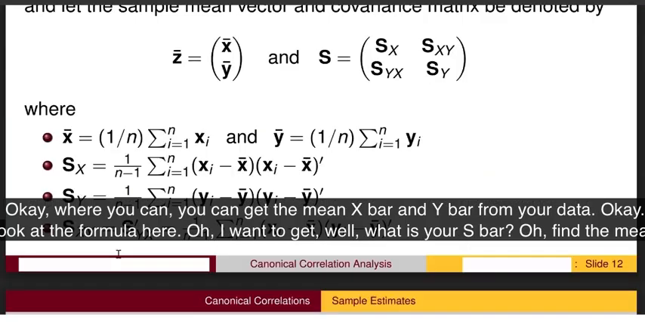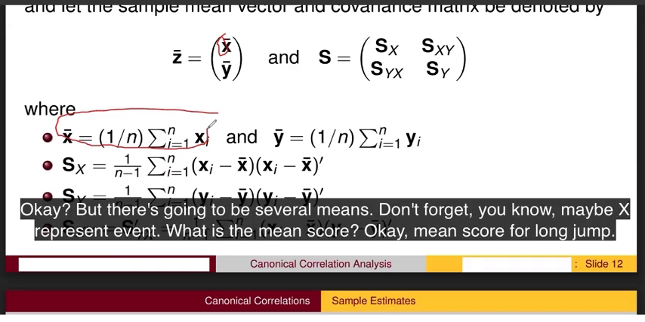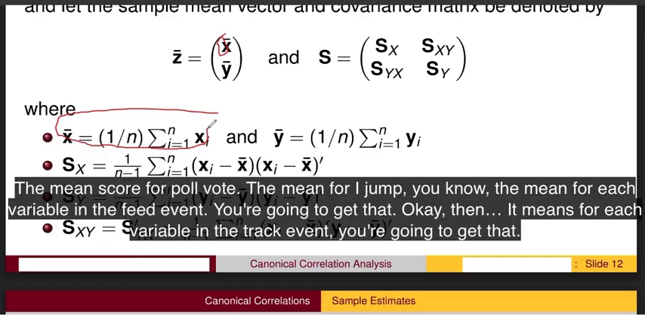Okay, look at the formula here. I want to get, well, what is the X bar? Oh, find the mean. Okay, but there's going to be several means. Don't forget, maybe X represents the field event. What is the mean score? Okay, the mean score for long jump, the mean score for pole vault, the mean for high jump, the mean for each variable in the field event. You're going to get that. Okay. Then the mean for each variable in the track event. You're going to get that.